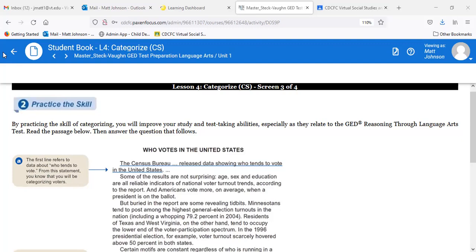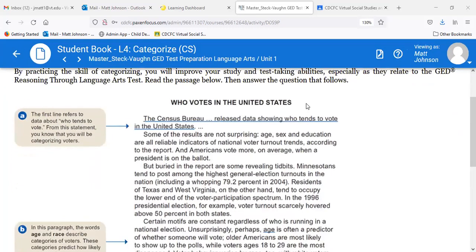So who votes in the United States? It says the Census Bureau released data showing who tends to vote in the United States. Some of the results are not surprising. Age, sex, and education are all reliable indicators of national voter turnout trends, according to the report. And Americans vote more, on average, when a president is on the ballot. But buried in the report are some revealing tidbits. Minnesotans tend to post among the highest general election turnouts in the nation, including a whopping 79.2% in 2004. Residents of Texas and West Virginia, on the other hand, tend to occupy the lower end of the voter participation spectrum. In the 1996 presidential election, for example, voter turnout scarcely hovered above 50% in both states.